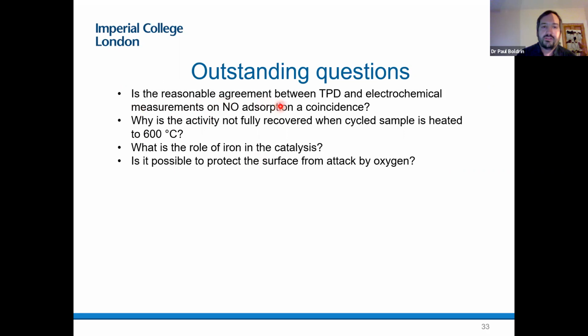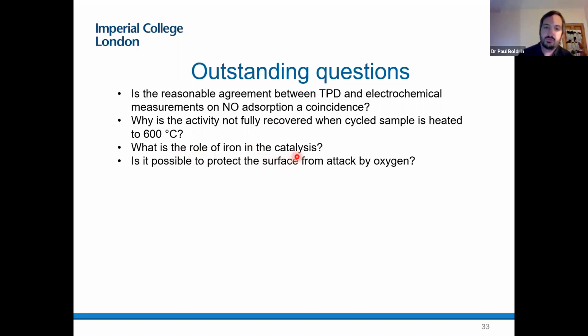So one of them is that the reasonable agreement between TPD and electrochemical measurements on the amount of nitric oxide absorption. Is it a coincidence, or is it actually showing that we're measuring the same number of active sites? Why is the activity not fully recovered when the cycled sample is heated to 600 degrees C? Obviously we're removing some every time you cycle, you're removing some of the carbon as carbon dioxide. So is it not fully recovering because some of the carbon has gone, or is it not fully recovering because it's changing something else about the structure of the material?